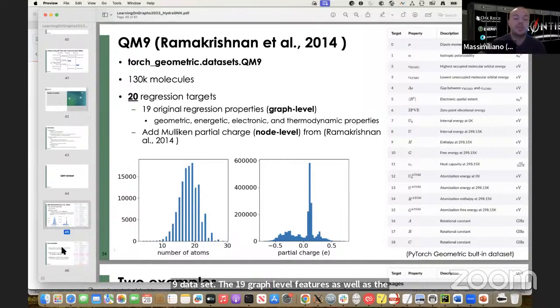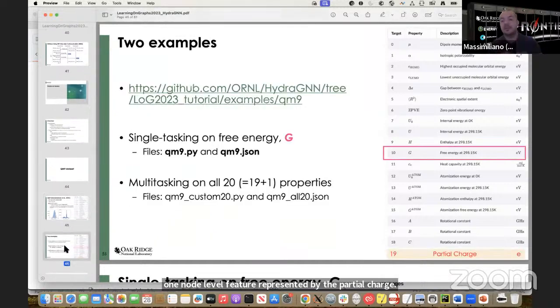And hopefully this will give you a little bit of appreciation about the flexibility that HydrogenNN gives you in terms of dealing with data of different nature.